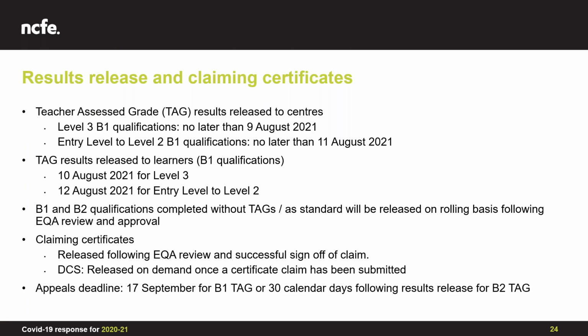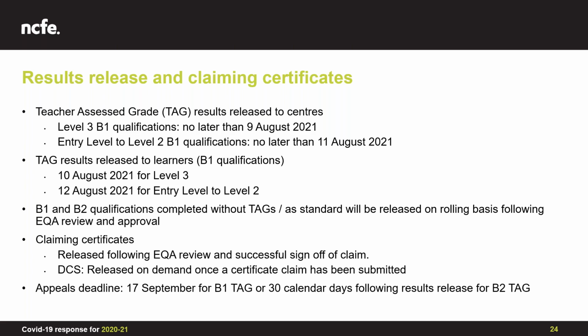The results for tags will be released to centres and learners as follows. For Level 3 B1 qualifications, results will be released to centres no later than the 9th of August, and results released to learners on the 10th of August. For entry level to Level 2 B1 qualifications, centres will have the results released no later than the 11th of August, and the results to learners on the 12th of August.